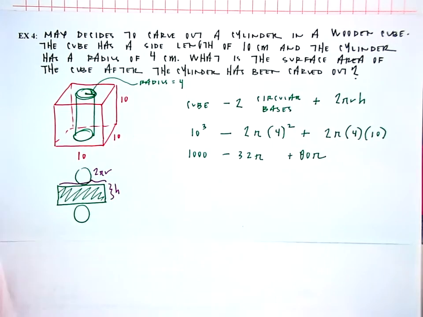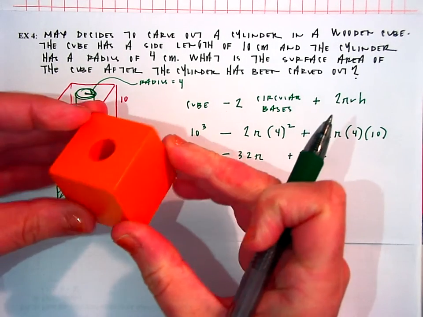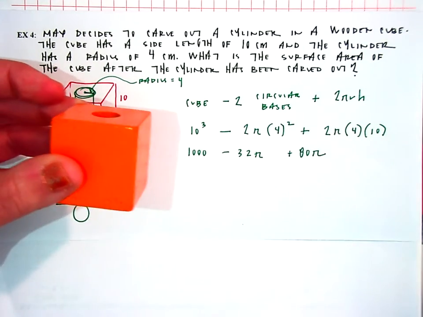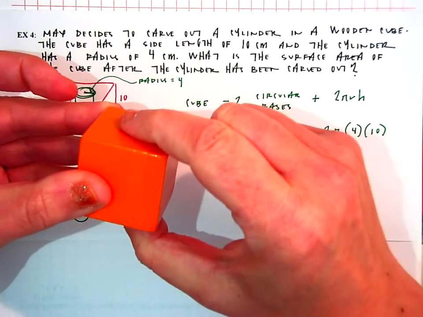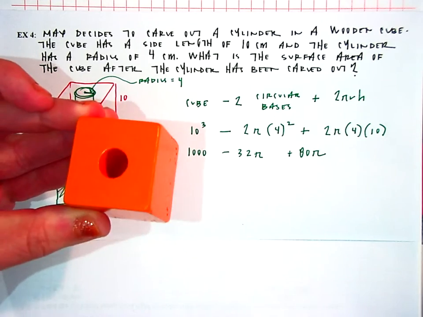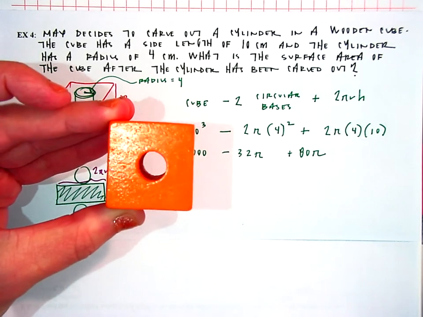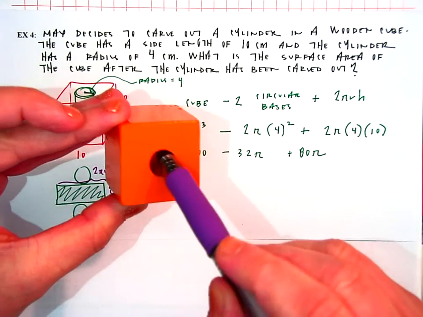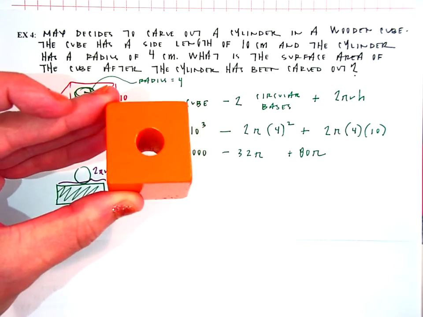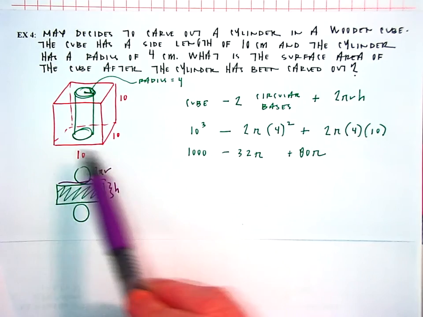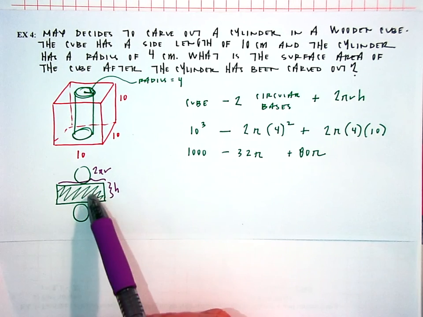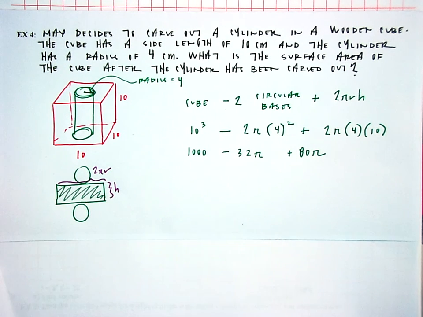Okay, so one more time. Here I started with my cube. We removed these two circles, those two circular bases, top and bottom. And then what else remains now? That curved lateral face. When we view it as a net, this is the part right here that is now exposed.